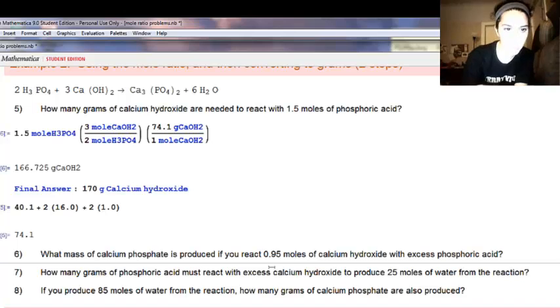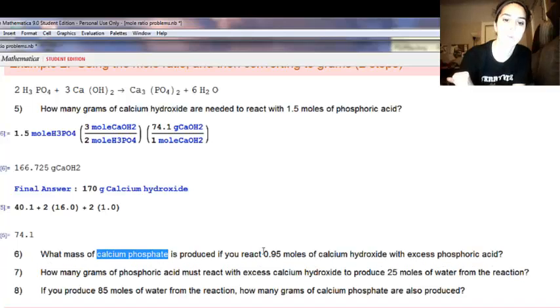This question says, what mass of calcium phosphate is produced if you react 0.95 moles of calcium hydroxide with excess phosphoric acid? We got a lot going on here. Don't let the excess phosphoric acid throw you off. It's just saying we have more phosphoric acid than we need. Don't worry about it. We are concerned with how many grams of calcium phosphate is made when we react 0.95 moles of calcium hydroxide.